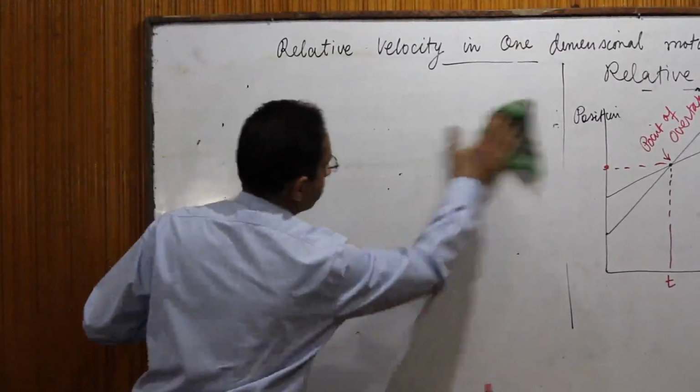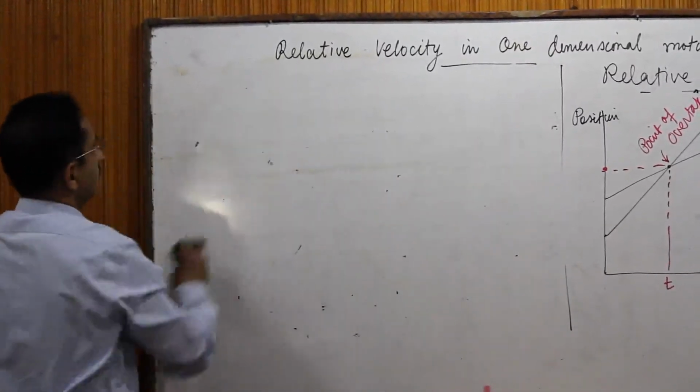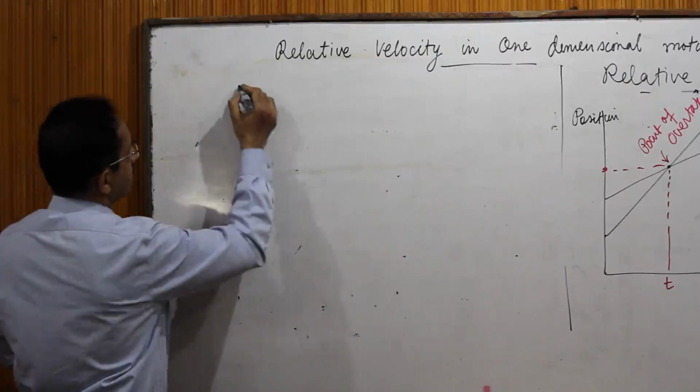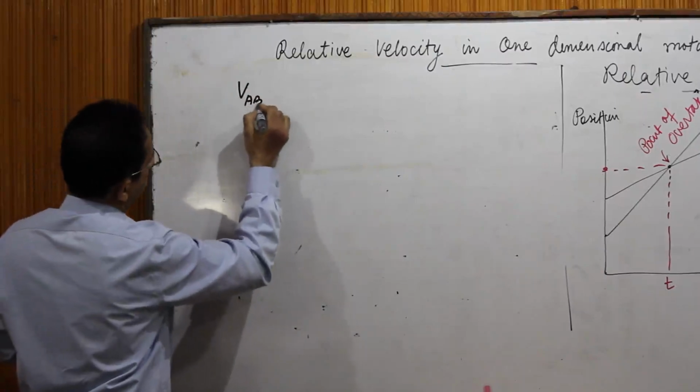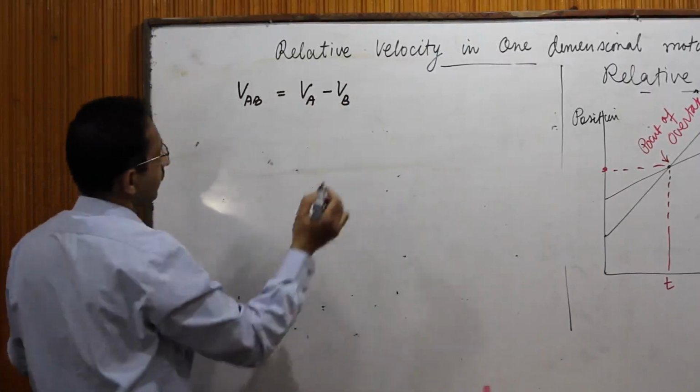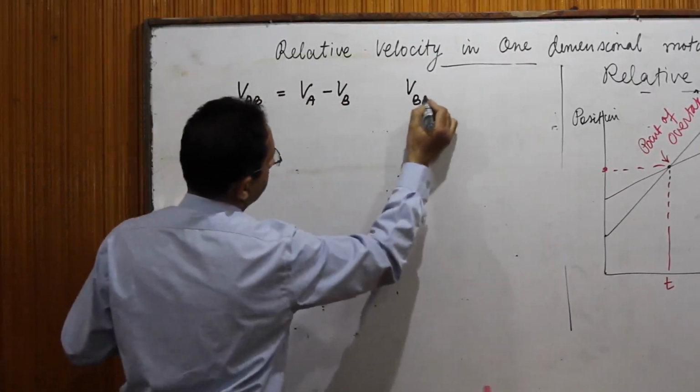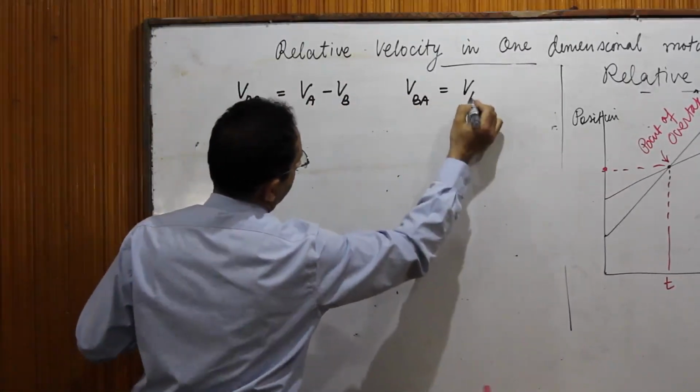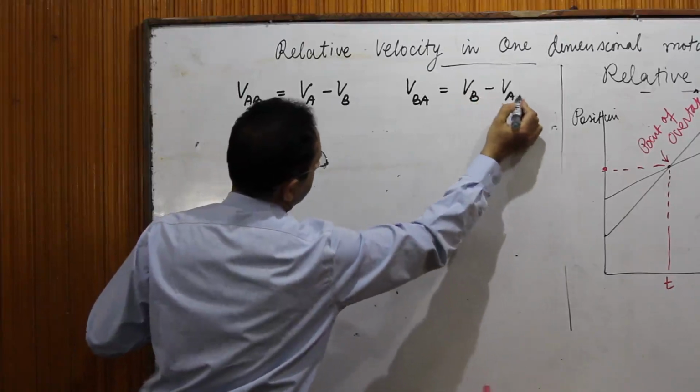So two equations we have seen. The relative velocity of A with respect to B is equal to VA minus VB. The relative velocity of B with respect to A is equal to VB minus VA.